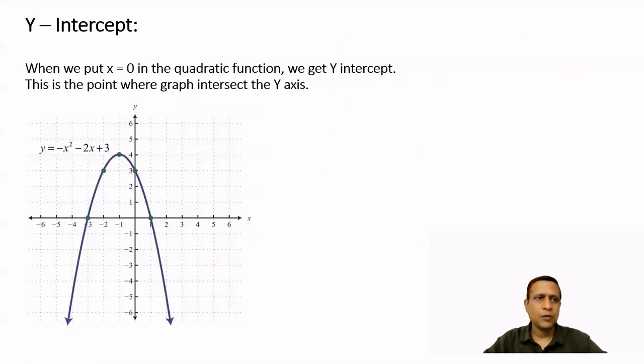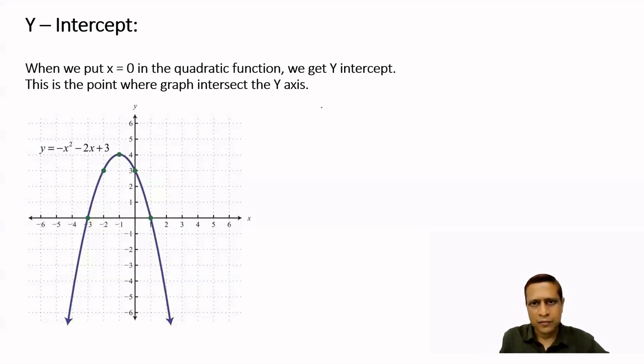Fine. Now, next is y-intercept. So what is y-intercept? Any function touches y-axis at a particular point, and that point gives us y-intercept. And how do we find y-intercept? To find y-intercept, simply put x equal to 0 in the given function.